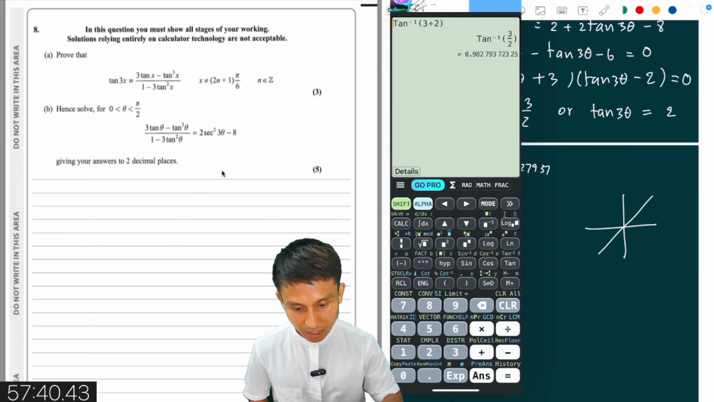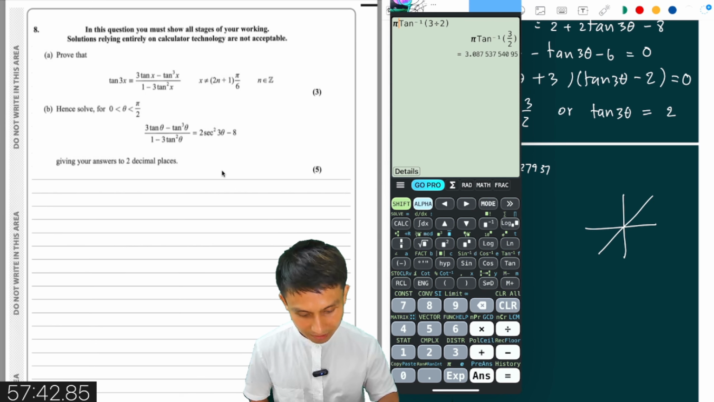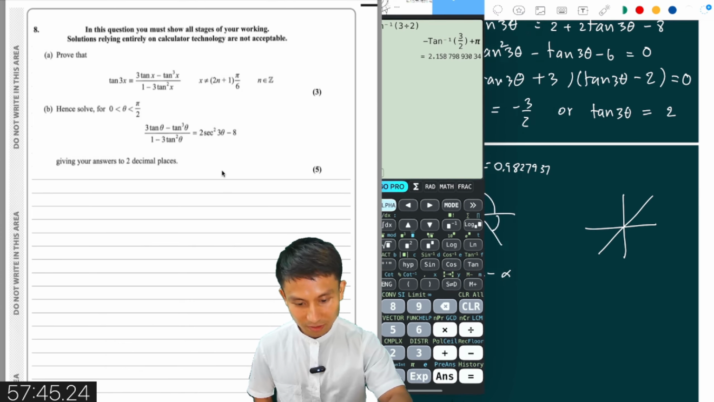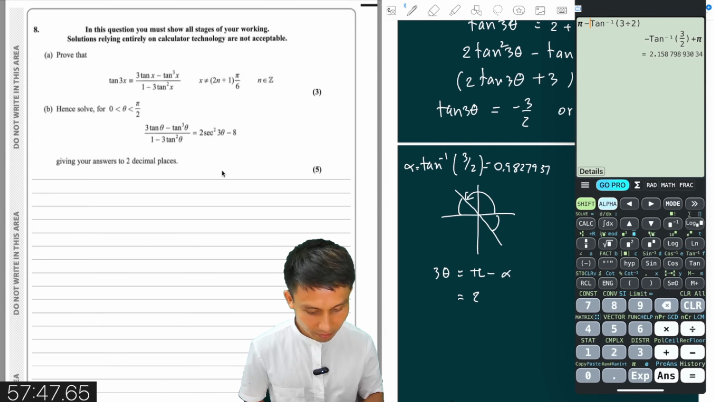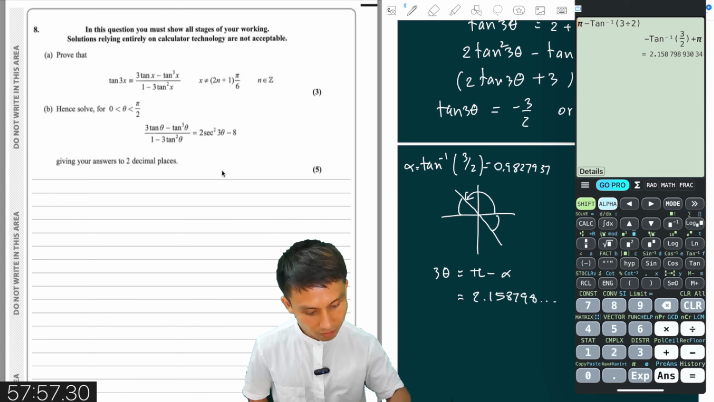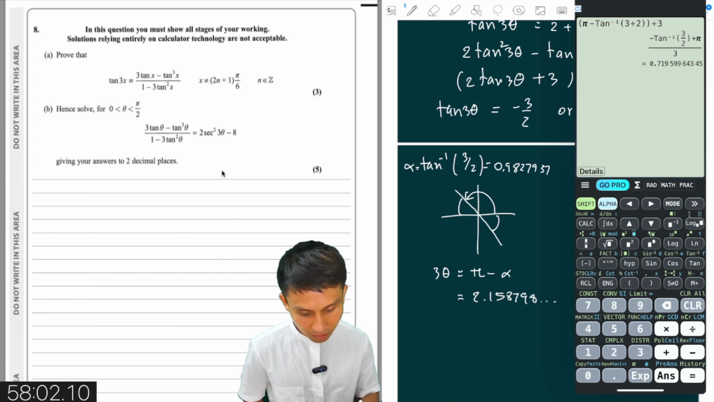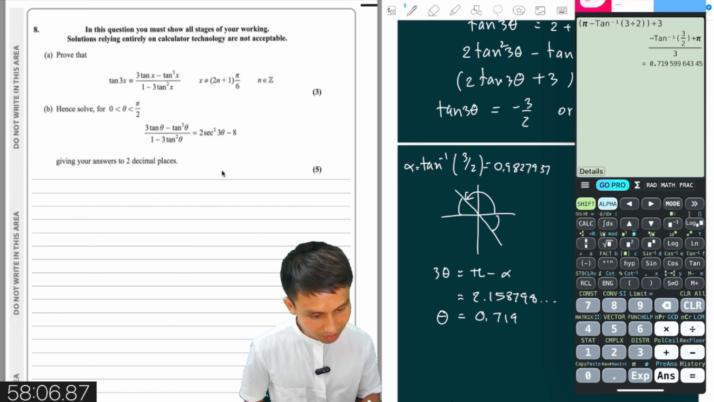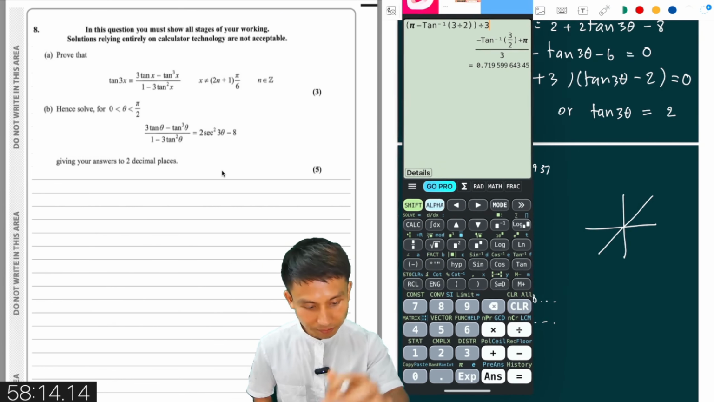So I'm just going to do pi minus that, just to keep it exact. Okay, so that's 2.158798, and so on. And if you divide that by 3, you're going to get theta. And this is the only answer. We need 2 decimal places. So 0.72. Yeah, that's one of them.